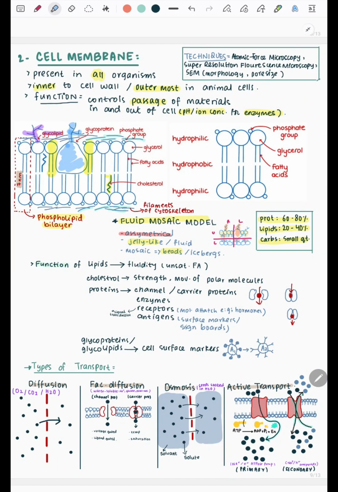Coming towards the function, the lipid part controls the fluidity of the membrane, mainly the unsaturated fatty acids. Cholesterol provides strength and controls the movement of polar, that is the charged molecules, through the plasma membrane. Proteins perform a number of functions. They can be channel or carrier proteins. They act as enzymes, receptors, antigens. The glycoprotein and glycolipid act as cell surface markers.